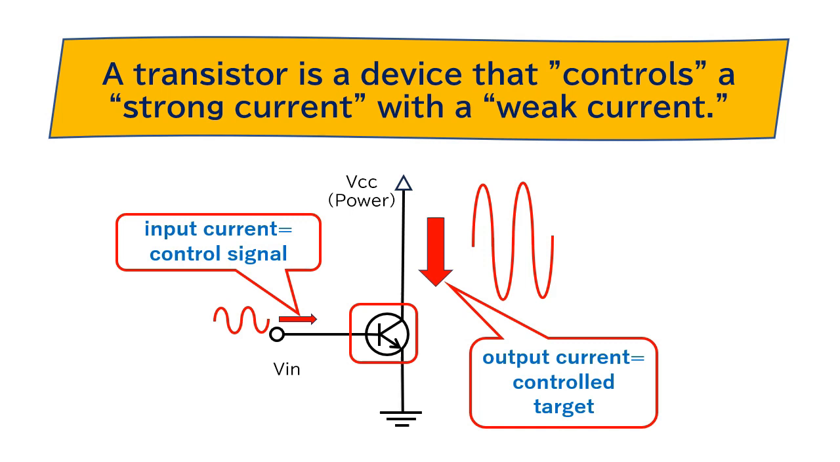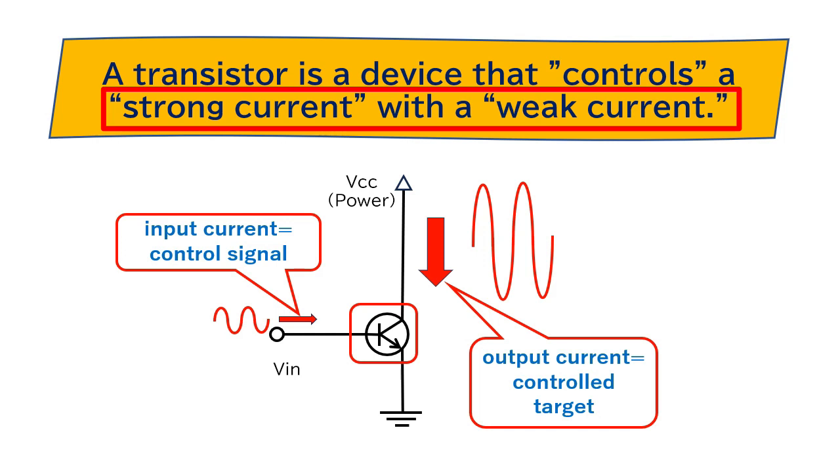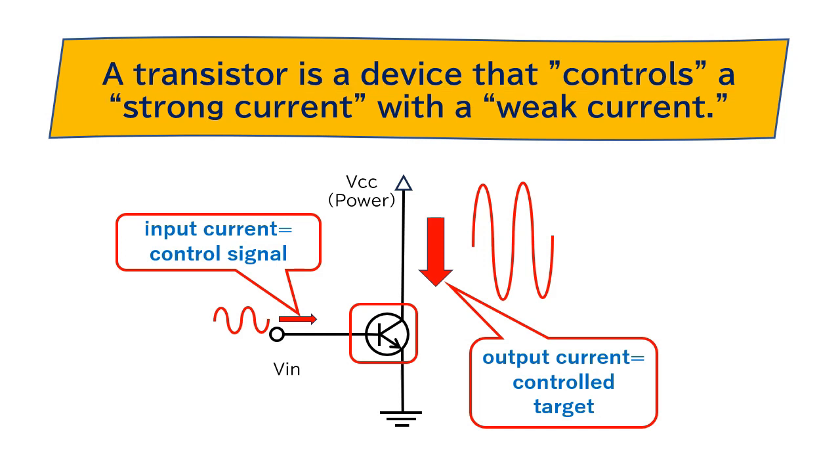Here is my recommendation. When considering a transistor amplifier circuit, it is better to regard the input as a controlling signal and think of the output signal as a controlled signal rather than an amplified signal. A transistor is a device that controls a strong current with a weak current. This way of thinking helps us to understand transistor circuits.